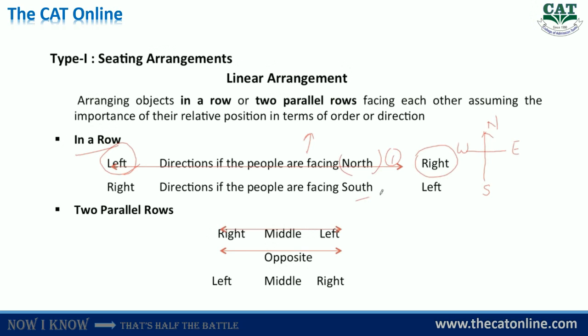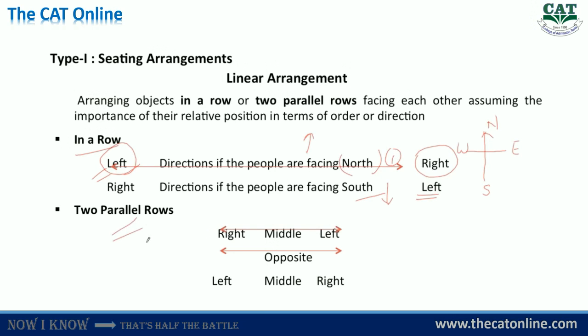A person facing south would be your mirror image. So your left and his left would be different. Your left would be this one, his left would be this one. So make sure you read this thing in a question, that where do people who are sitting in the question are facing. Why this is important? Because this will determine where their left and rights are.